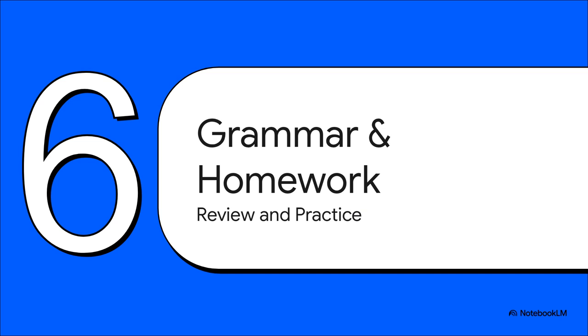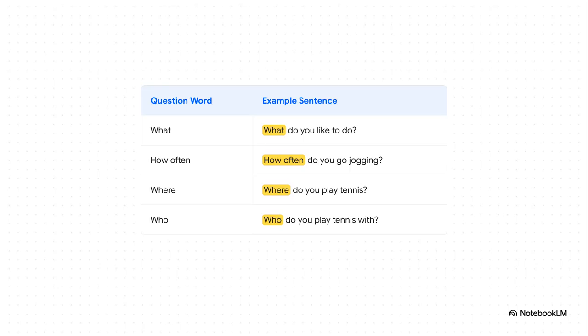Really good job. All right, to wrap things up, we're going to do a quick grammar review, and then I'll walk you through your homework so you can keep on practicing. Okay, let's take a quick look at the grammar behind all these questions we've been asking. If you look at this table, you'll see a really clear pattern. You've got your question word, like what or where, then it's followed by do you. It's a formula. For instance, where do you play tennis?